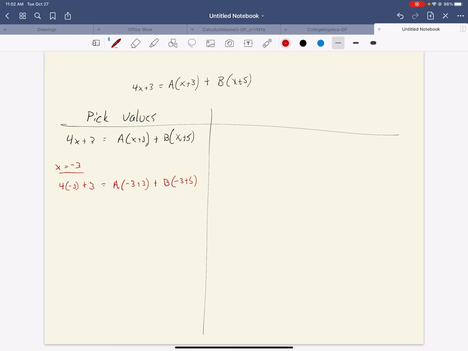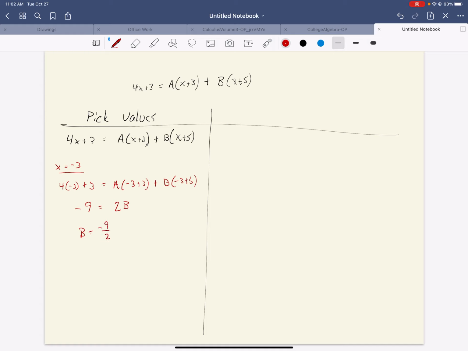Well, 4 times negative 3 is negative 12. Negative 12 plus 3 is negative 9. Then I just have negative 3 plus 5 is 2. So then I have 2b. So it looks like b is negative 9 halves.